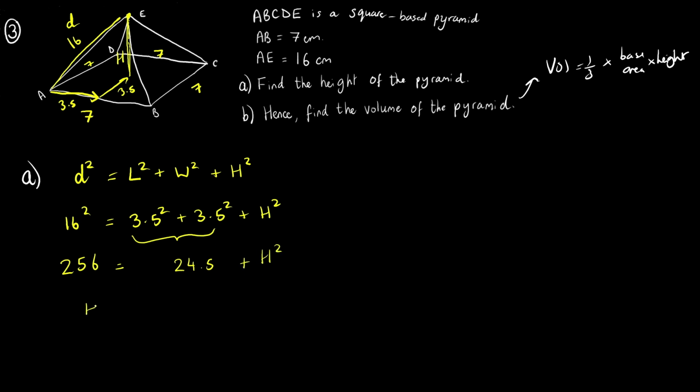Okay, so now I can find h squared by taking them away. 256, take away 24.5. That's going to give me 231.5. That's h squared. I want h, so I need to square root that value. So square root it on a calculator. I would get 15.215 to 3 decimal places. It'll normally tell you in the exam what level of accuracy is needed.